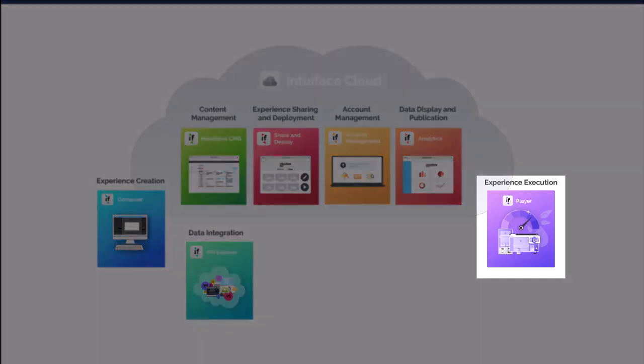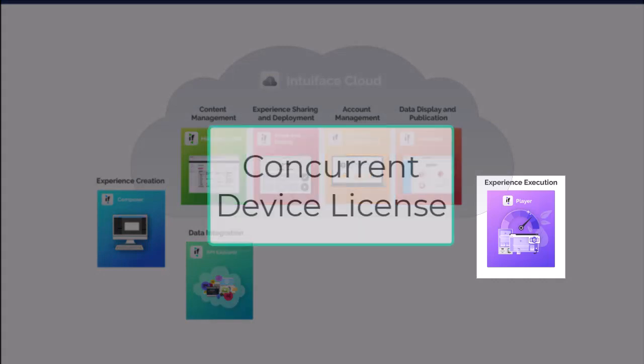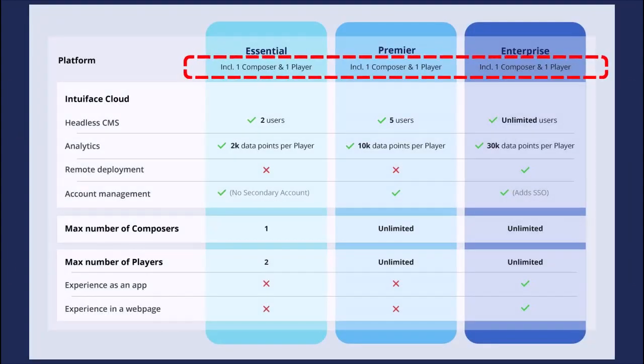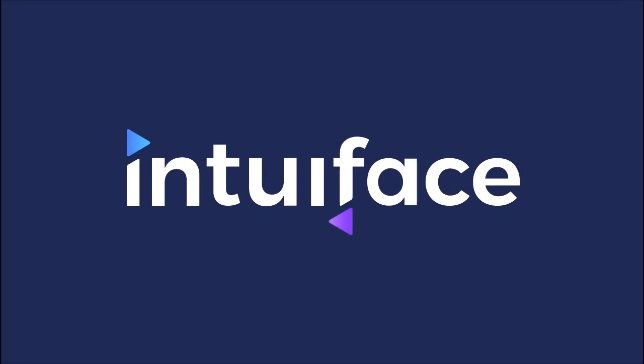As with Composer, Player licenses can only be used on one device at a time, but can be moved as often as you wish. For every device running an experience, whether in venue or on the web, you'll need a Player and thus a Player license. Now, similar to Composer, during the 28-day trial, you are given one Player license and a views license, so you won't have to purchase any licenses until you're convinced Intuiface is the right software for you. And don't forget the one Player license you get with every platform plan. Sorry, views licensing must be purchased separately. And that is Intuiface licensing and packaging in a nutshell.